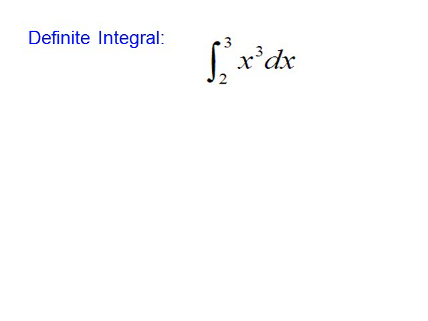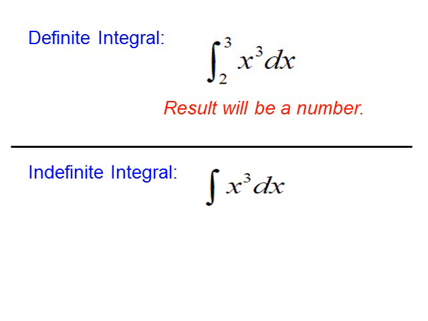A definite integral has limits of integration. In this example, the numbers above and below the integral sign are the limits of integration. Because of the limits of integration, the result of a definite integral will be a numerical value. In the absence of limits of integration, the integral is considered to be indefinite. The result of an indefinite integral will be a function.